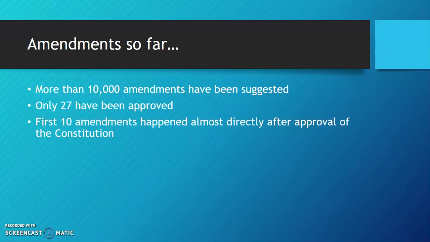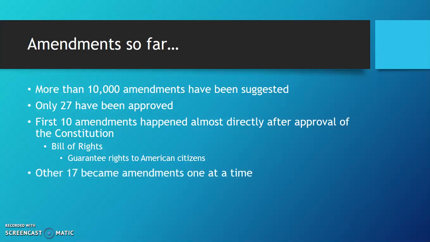The first 10 amendments, as we will learn, happened almost directly after the approval of the Constitution, and these first 10 amendments are called the Bill of Rights. And what these do is they guarantee rights to American citizens, and we will go over those in Chapter 10. The other 17 amendments happened one at a time. They didn't happen in a cluster as we saw with the first 10.